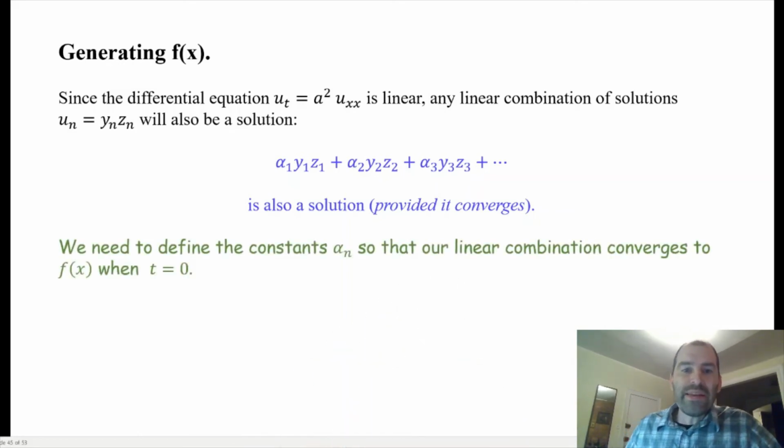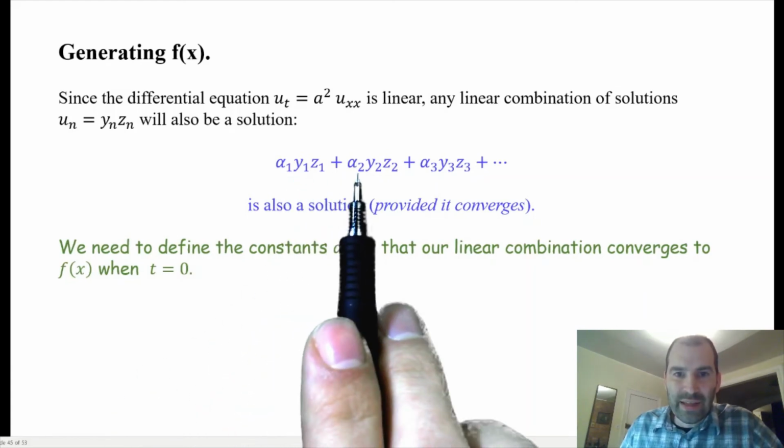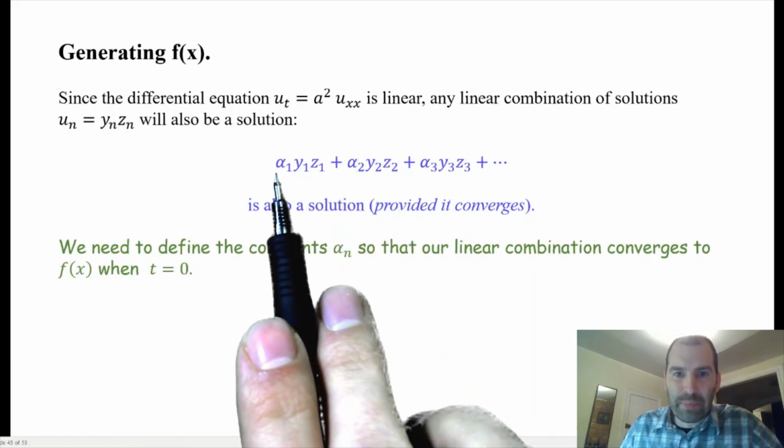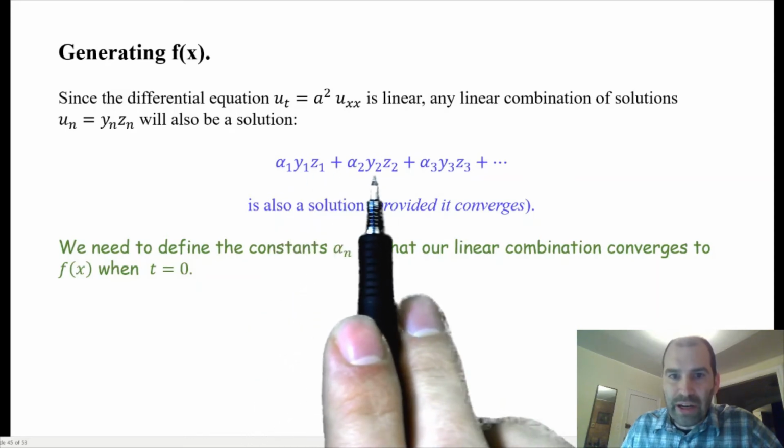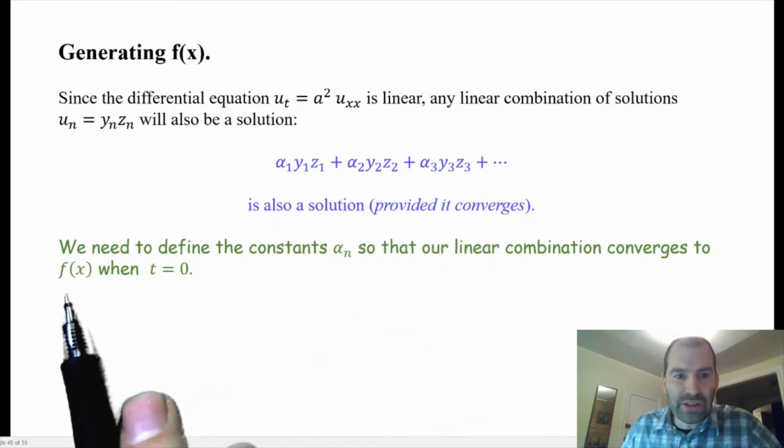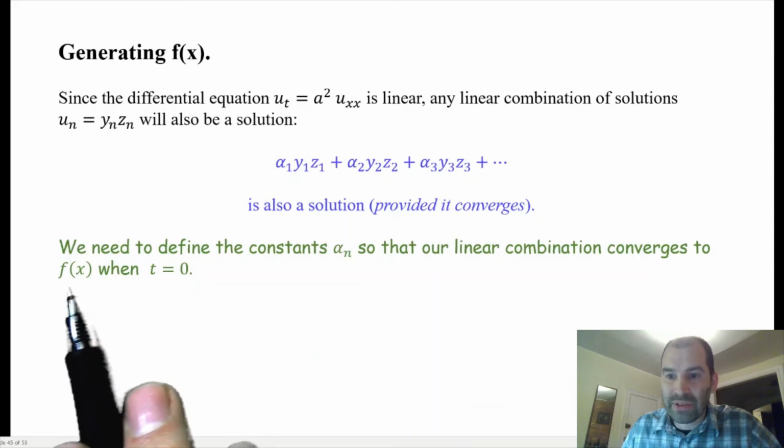So we need to define these constants, these alphas. We're going to have to try to pick these so that our linear combination converges to f of x at time 0.